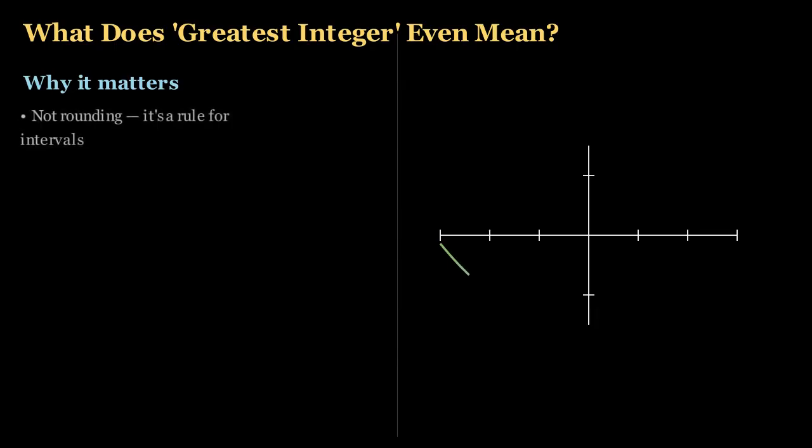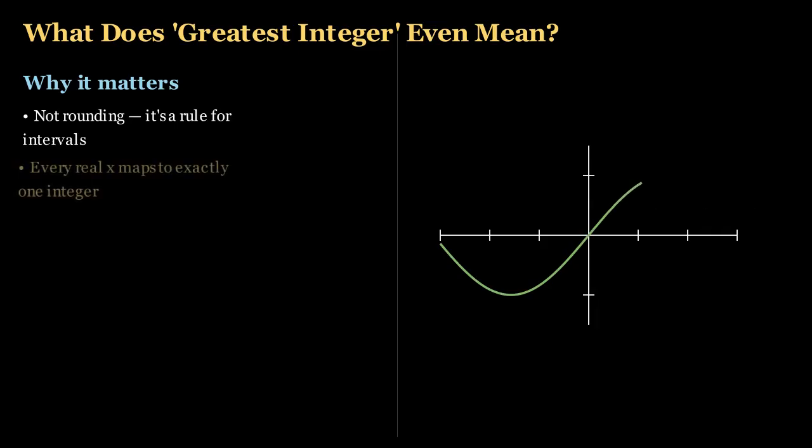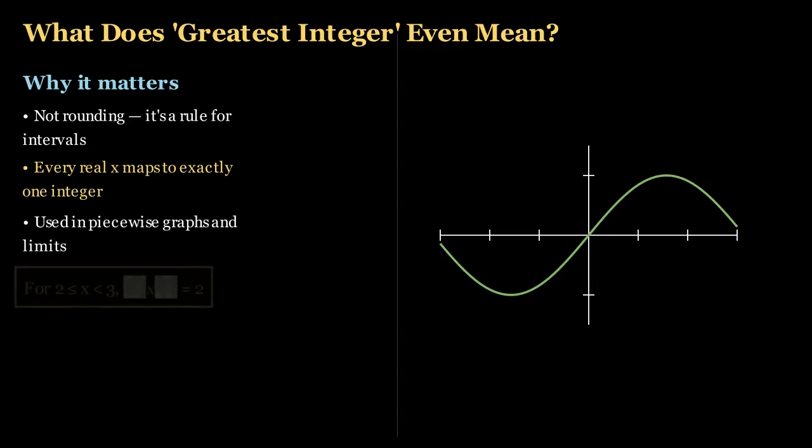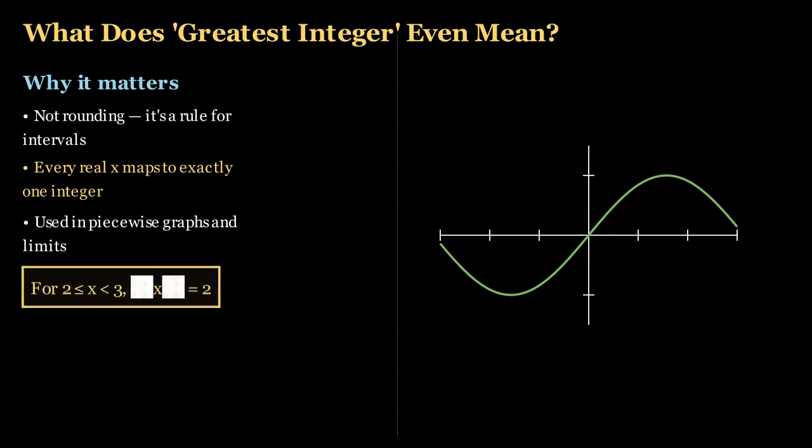The greatest integer function matters because it chops the number line into intervals, where every number in an interval gets the same integer output. For a student learning calculus, this is one of the first functions that is not a smooth curve, it jumps. Understanding these jumps is essential for studying limits, continuity, and piecewise defined functions later in the course. It also shows up in real problems where you can only have whole units, like counting full hours or complete rows of seats.